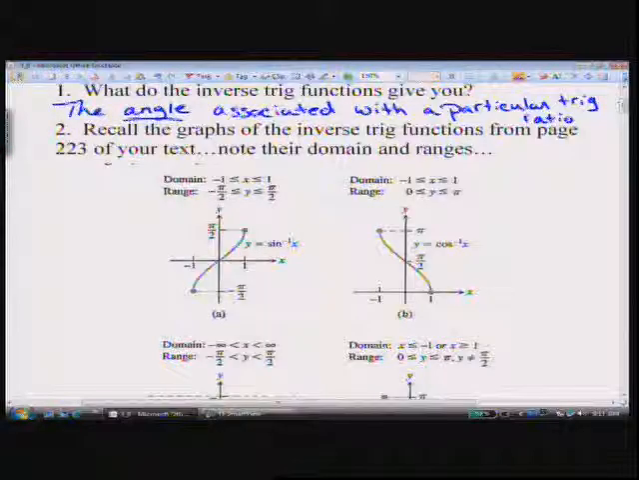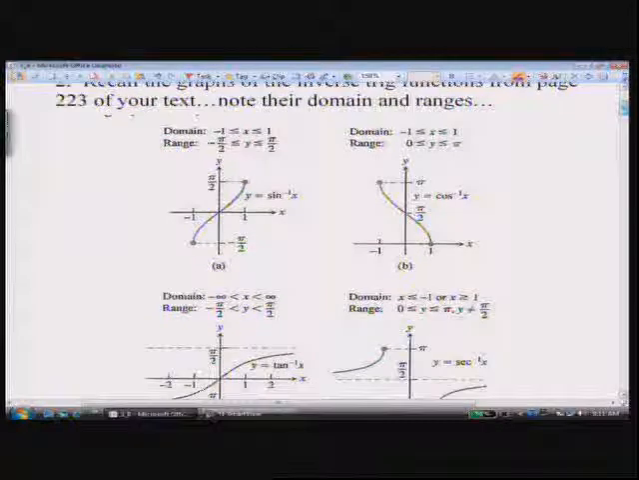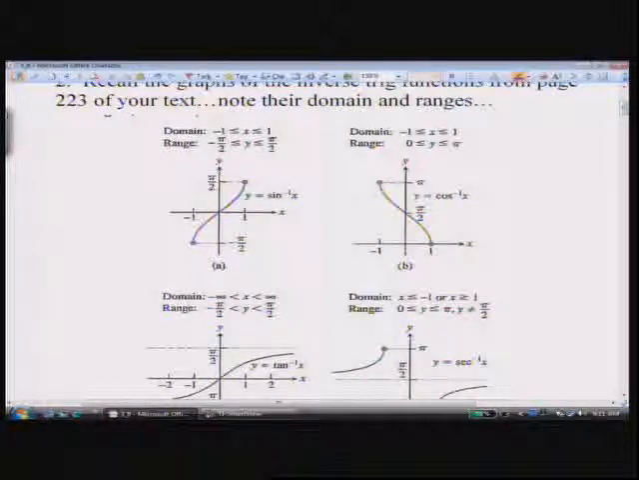Okay. So we have these conversations. We'll be just talking, and then she'll be like, no, it's not. I'm like, okay. Recall the graphs of the inverse trig functions from page 223 of your text. Note their domains and ranges. Notice my inverse trig function here has a domain between -1 and 1.